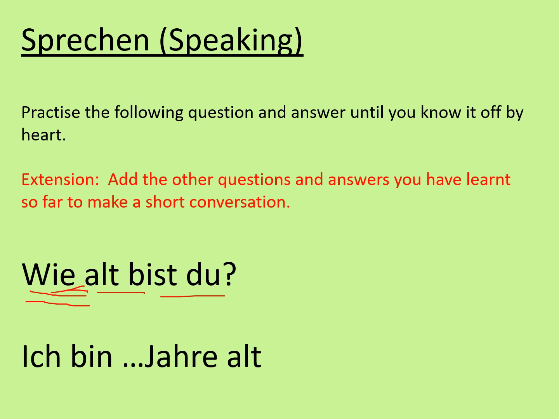And to answer the question, you say, ich bin, and you put your number in there, your age, Jahre alt. Jahre with the J, yes, so it's a Y sound with a J. So an example, if you were 11 years old, you would say, wie alt bist du? Ich bin 11 Jahre alt. Practice that until you know it off by heart, and if you want to challenge yourself a lot, you could add the other questions and answers you've learned so far to make a short conversation.